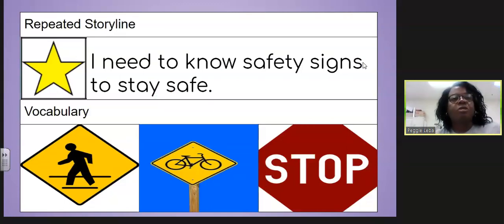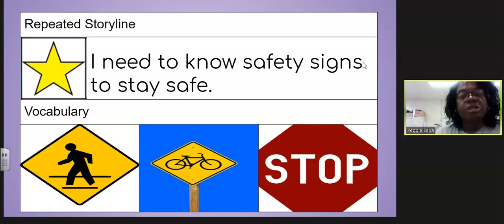Okay, the repeated storyline is, I need to know safety signs to stay safe, okay? So the vocabulary safety sign words that we will learn are pedestrian walking, and the bike riding sign, meaning in that particular area, that's where you need to ride your bike to stay safe. Also, we're going to learn about the stop sign, meaning if you are walking in your community, if you are out and about, you are going to come to a stop sign, look at it, and make sure it's safe by looking both ways.